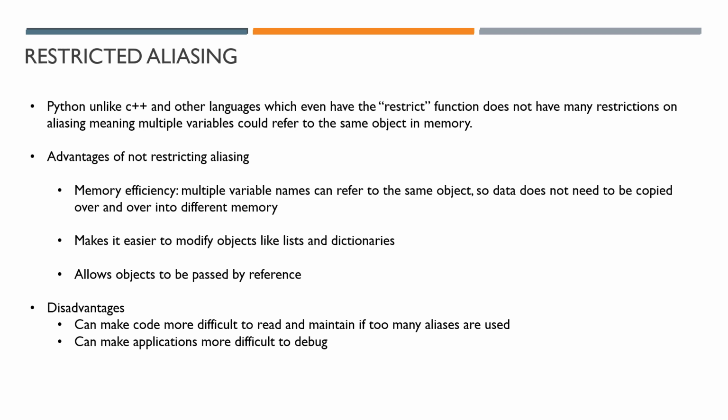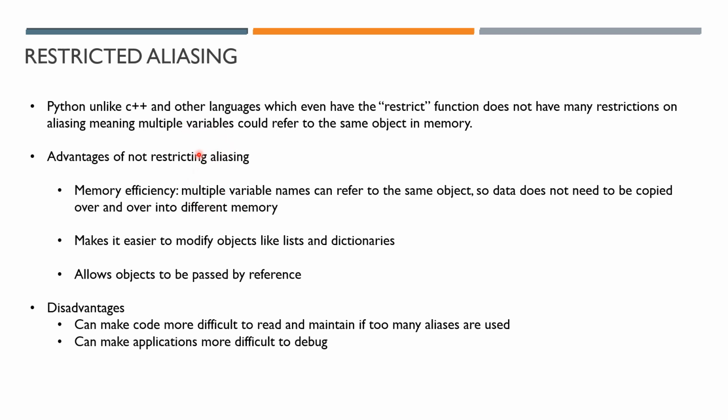So next we're talking about restricted aliasing. Python, unlike C++ and other languages which even have the restrict function, does not have many restrictions on aliasing, meaning multiple variables could refer to the same object in memory. This has its good sides and its bad side.